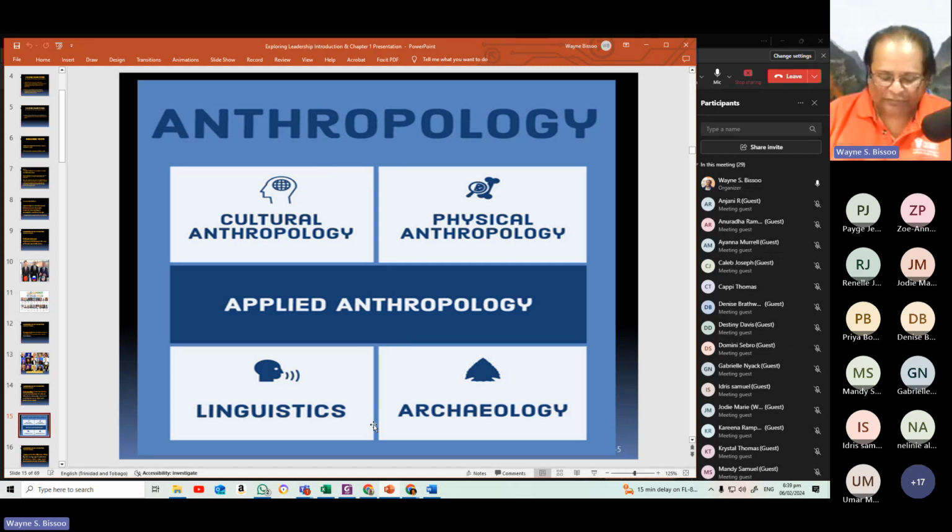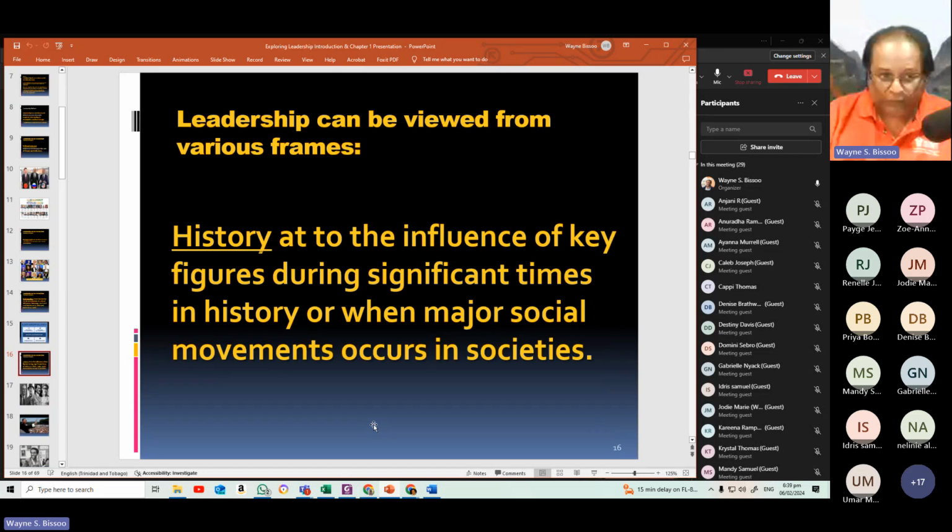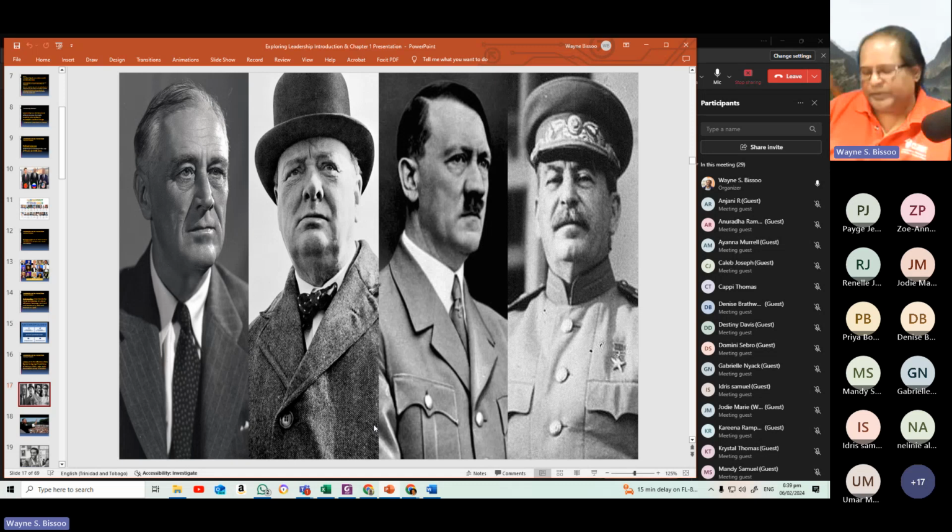We try to look at it from a historical point of view, but we also look at leadership from the recent history. History looks at the influence of key figures during significant time frames in history. So there must be some sort of major activity taking place, and then we look at the leadership that develops out of that. So let's look at these people here.